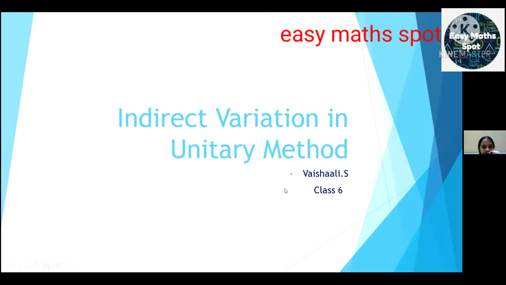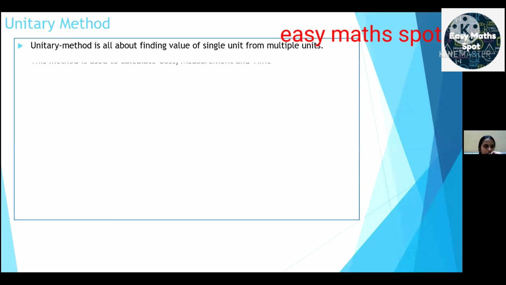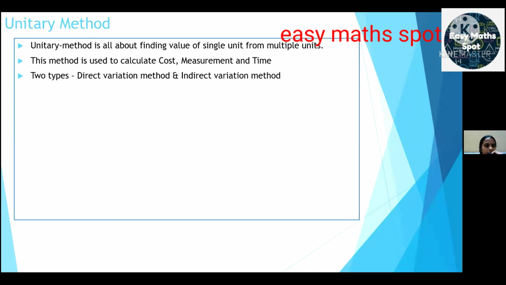Hi all, I am Vaishali. Today we are going to discuss indirect variation in unitary method. What is unitary method? Unitary method is all about finding the value of a single unit from multiple units. This method is used to calculate cost, measurement and time. There are two types in unitary method, direct variation method and indirect variation method.